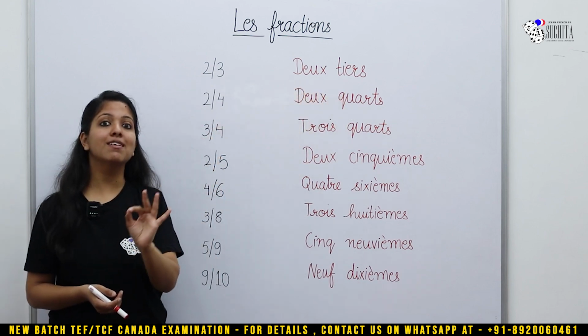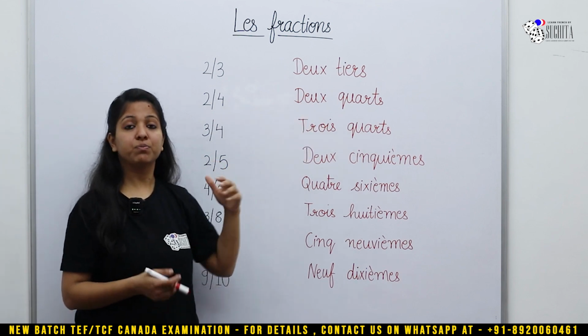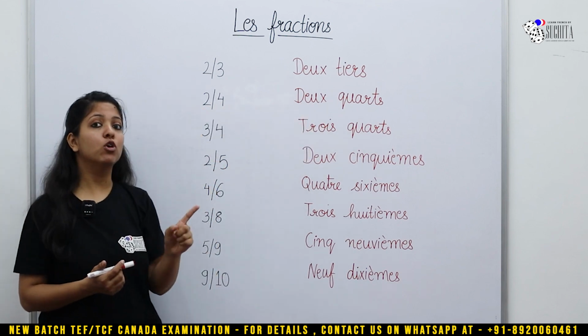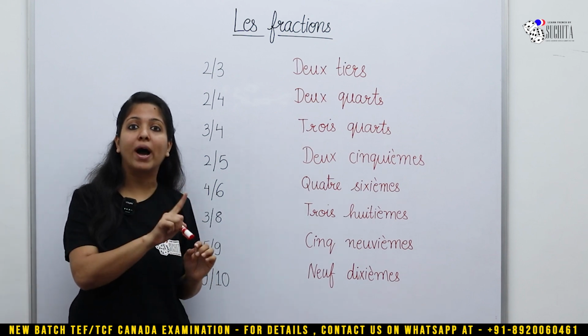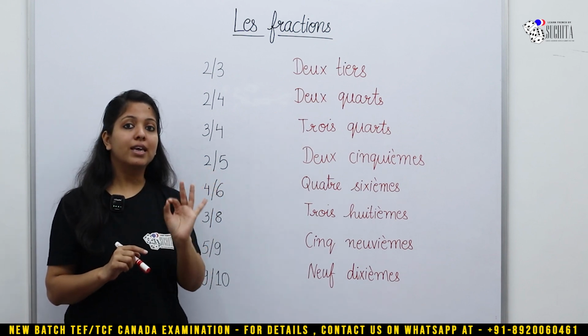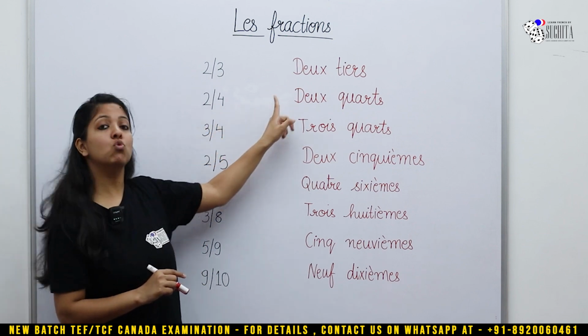So you say 1/3 as un tiers, and 2/3 as deux tiers. Similarly, 1/4 was un quart. But there quart was singular because it was 1/4, so you say quart without an S. But here it is 2/4, so it is 2 quarters.